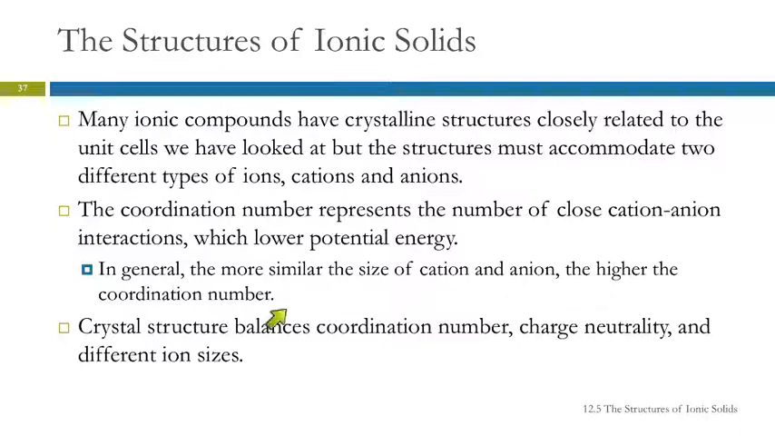So generally, the more similar the size of the cation and anion, the higher the coordination number. So if the cation and the anion are the same size, they can pack together in a better way, and you're going to get a lower energy. So when we look at these crystal structures, we're balancing coordination number, charge neutrality, because the charges have to add up to be neutral, and different ion sizes.